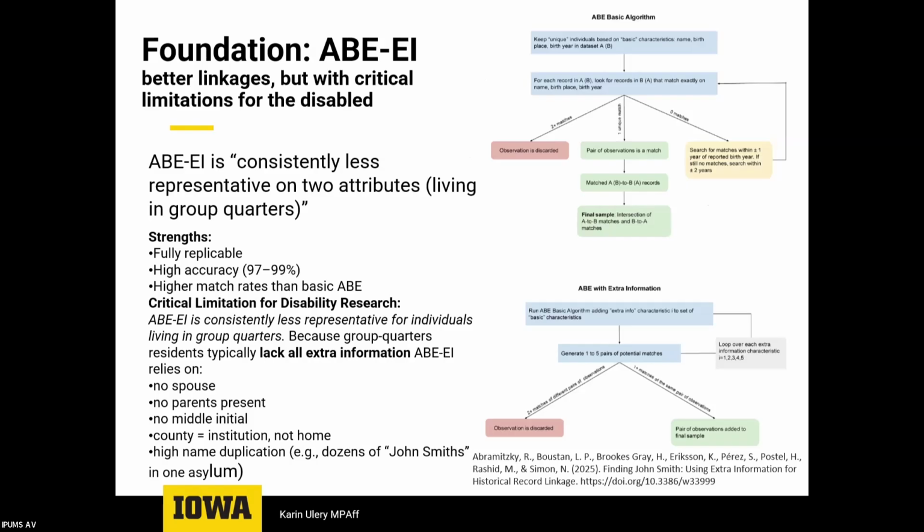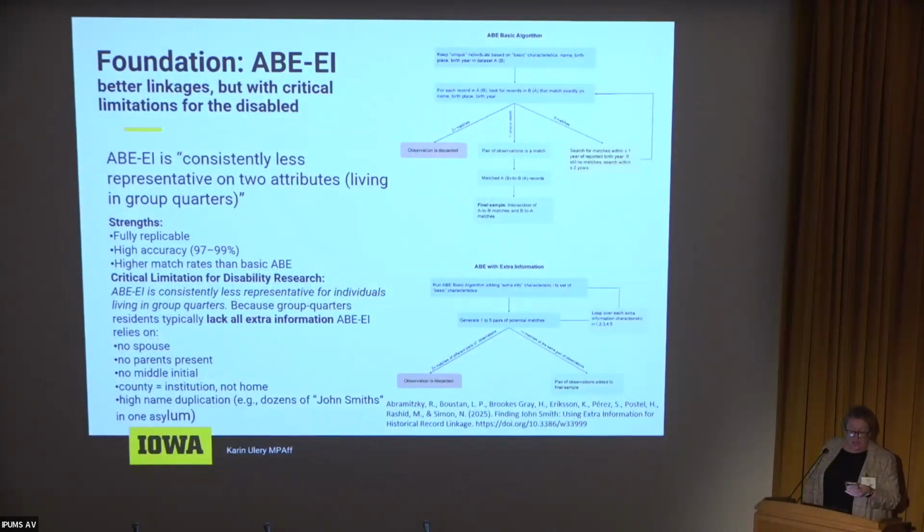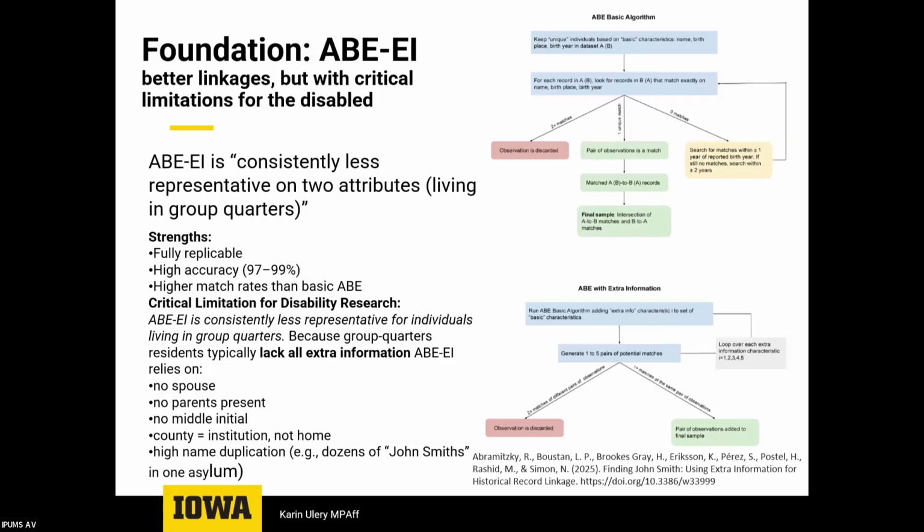However, ABEI has a critical limitation for the groups I study. It becomes systematically less representative for people living in group quarters, places like almshouses, schools for the blind and deaf, hospitals, and asylums. And historically, this is exactly where most disabled people were living in the late 1800s. The reason is structural. Group quarter residents rarely have the extra information that ABEI relies on.